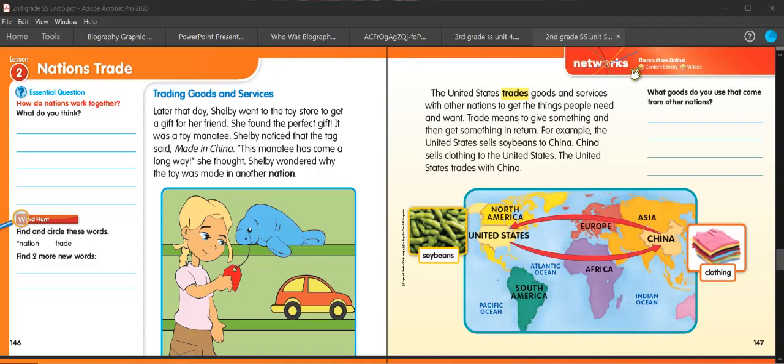And then for your word hunt, circle the words as you find them. You have the word nation and trade, and then find 2 more new words, and you can circle those and write them on the line. Let's go ahead and get started.